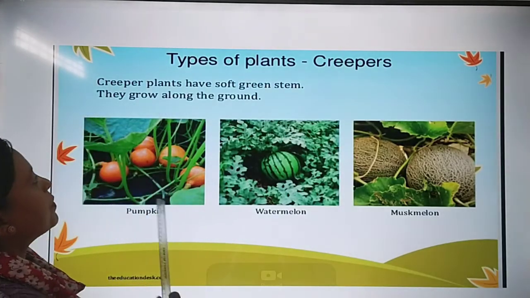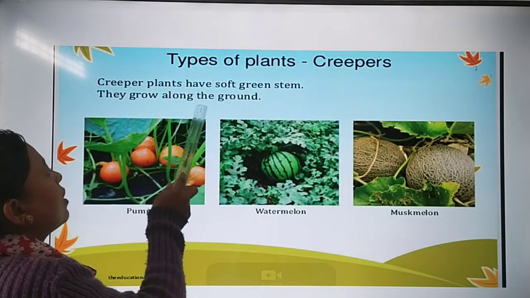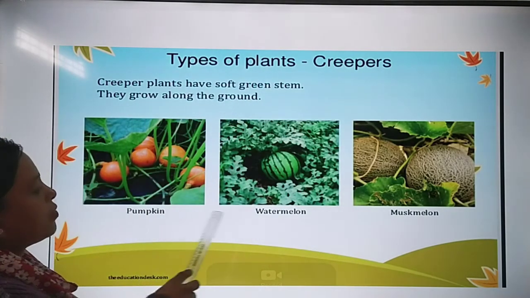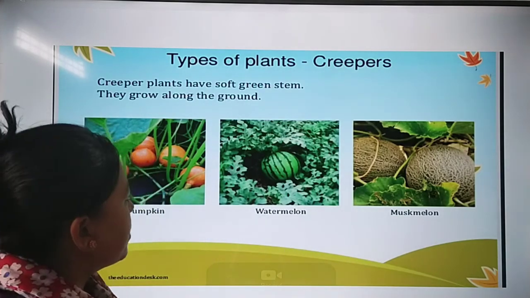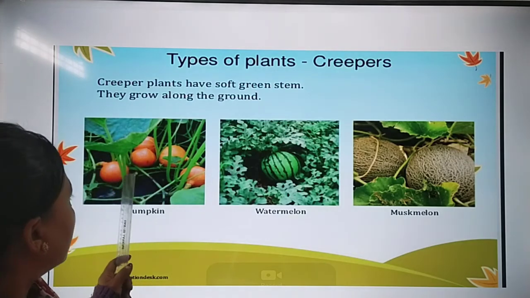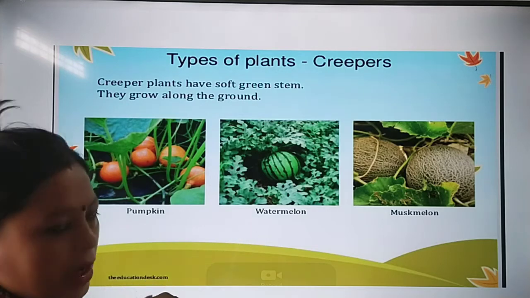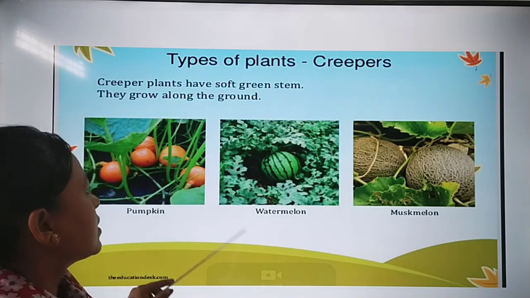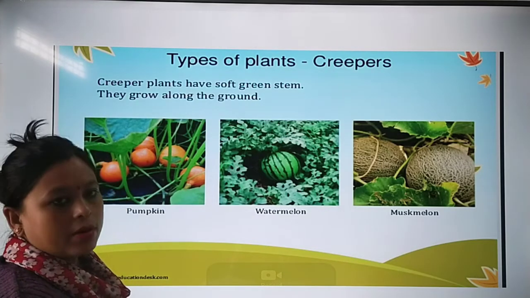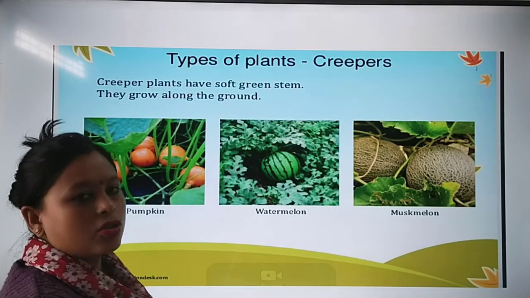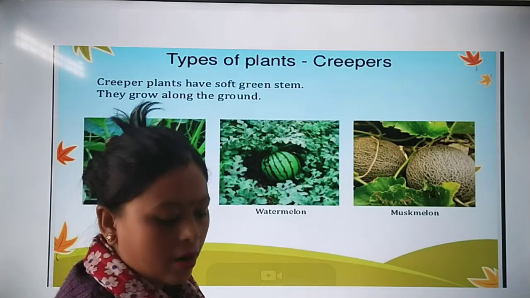Next one is creepers. Creeper plants have soft green stem. They grow along the ground. So pumpkin, watermelon and muskmelon, these are examples of creepers. Okay, so they also grow along the ground, and they are not very strong, like climbers and shrubs and herbs also. Okay, they grow along the ground.